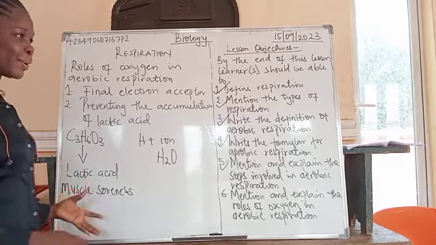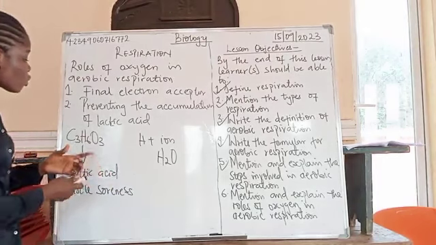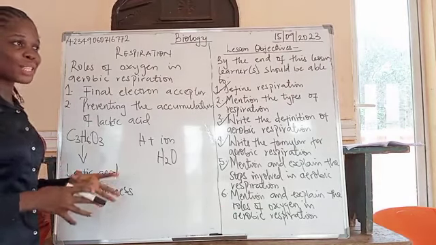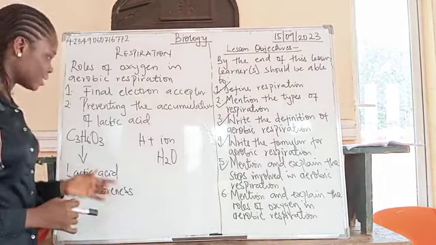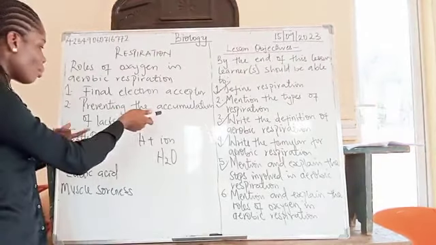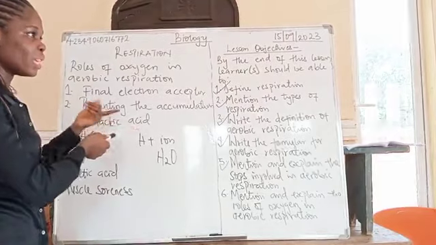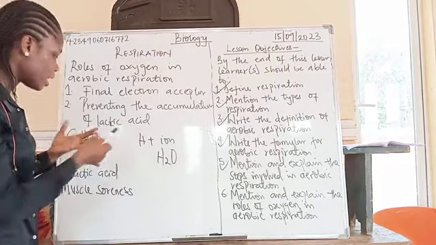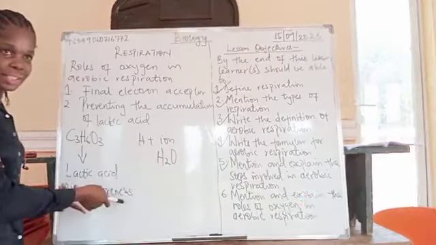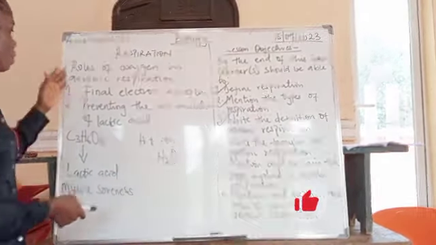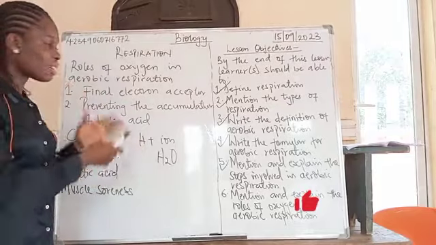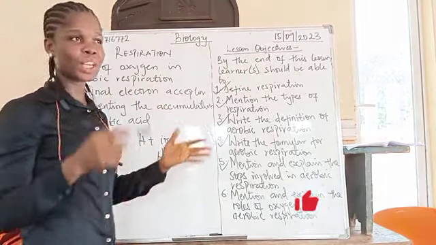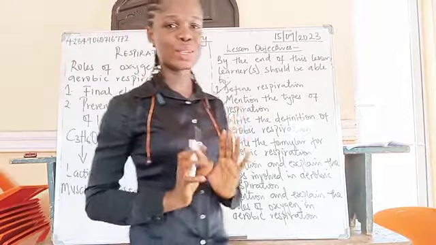Now, what oxygen does is to further break down lactic acid. And once there is a further breakdown of lactic acid, the accumulation of lactic acid in the muscle is prevented. And once the accumulation of lactic acid in the muscle is prevented, it means that muscle soreness can be avoided. Now, remember we said that for the course of this class, these two uses of oxygen in the process of aerobic respiration is what we are going to be looking at.